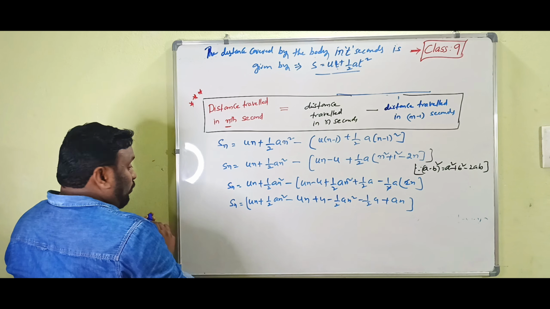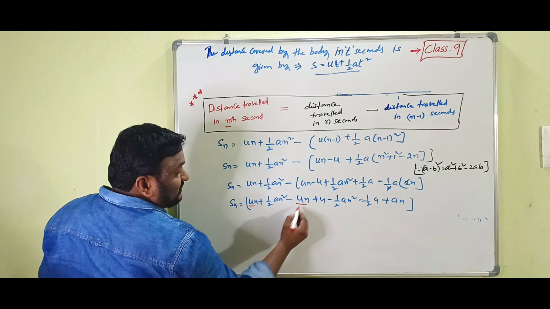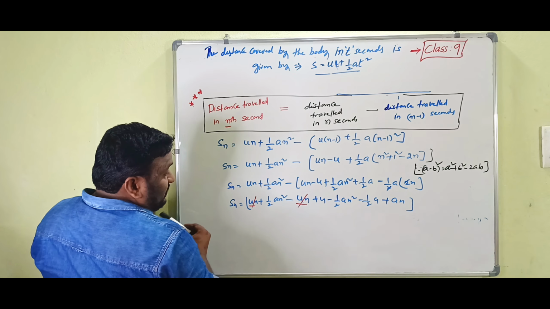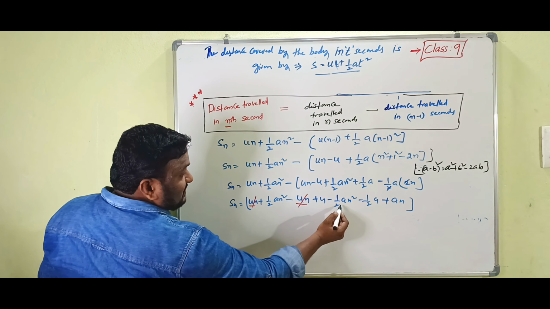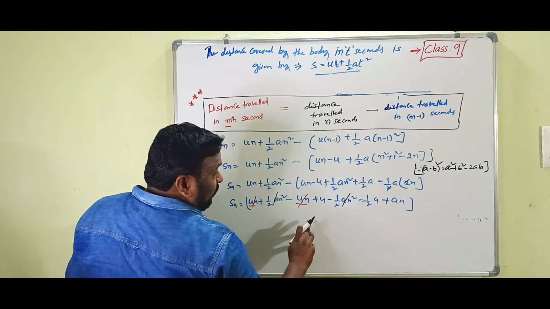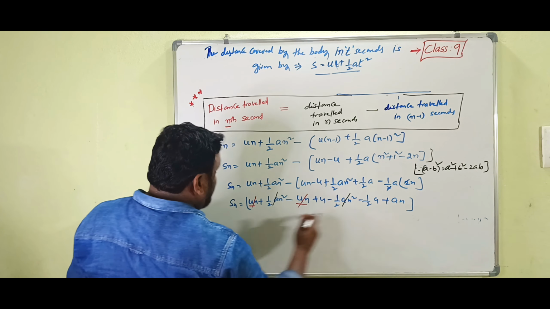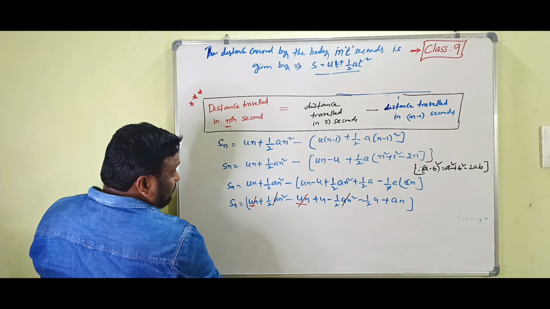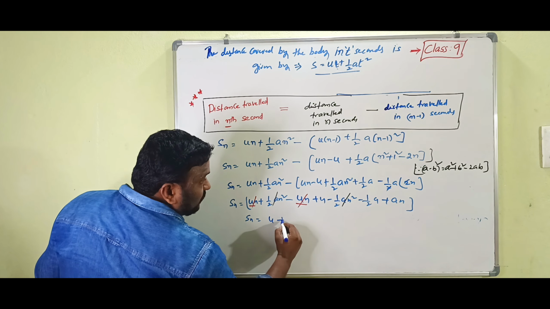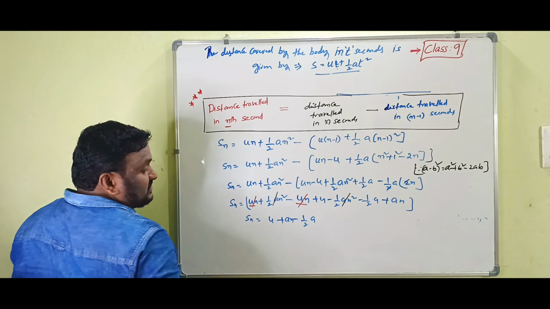Okay children, now we have to observe very carefully here. This is the plus un and this is the minus un, these two are cancelled. Clear. And now children, this is the half an square and this is the minus half an square, these two are cancelled. Now we have to look at how many factors we have here: u is there, minus a is there, plus an is there. That's why we have to write them. Sn is equal to u plus an minus a, children.